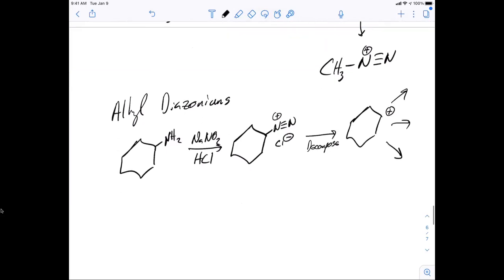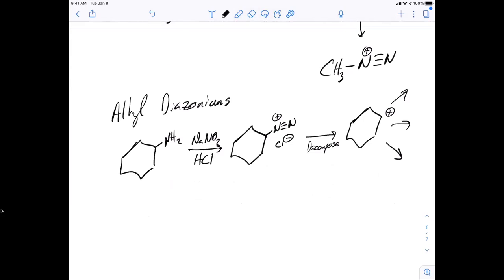But I can make the diazonium. Usually you would do these cold, because if you warmed it up to room temperature or above, they're going to decompose real quick. The aryl diazoniums are much more useful.